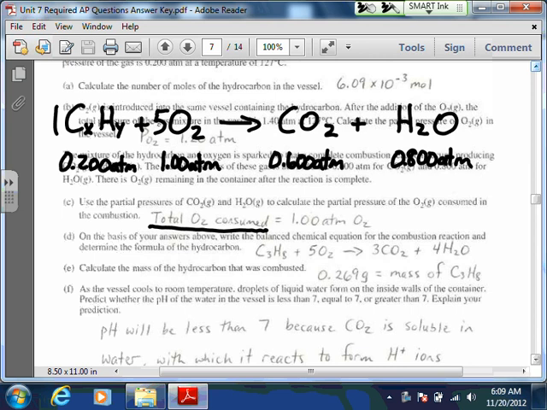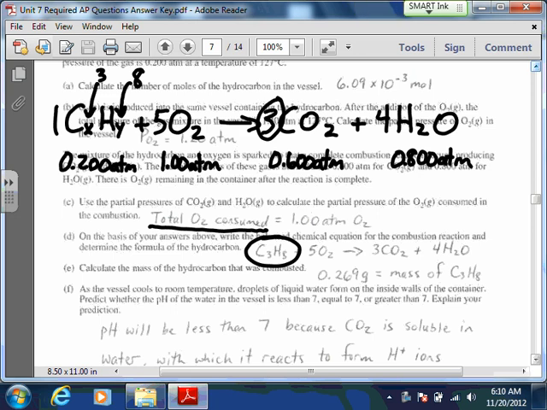If we divide the 0.6 by 0.2, then we get 3. And if we divide the 0.8 by 0.2, then we get 4. Okay, so that tells us the coefficients in our balanced chemical equation. Now, notice here, in order for this to work, this x right here has to be a 3 so that this coefficient works. Okay, and the H has to be an 8 so that we have 8 hydrogens on this side as well. Okay, so that tells us the formula of the hydrocarbon must be C3H8. Okay, and that's how you get that balanced chemical equation.